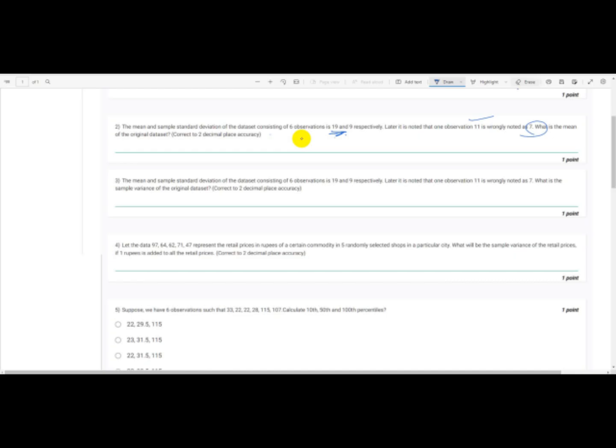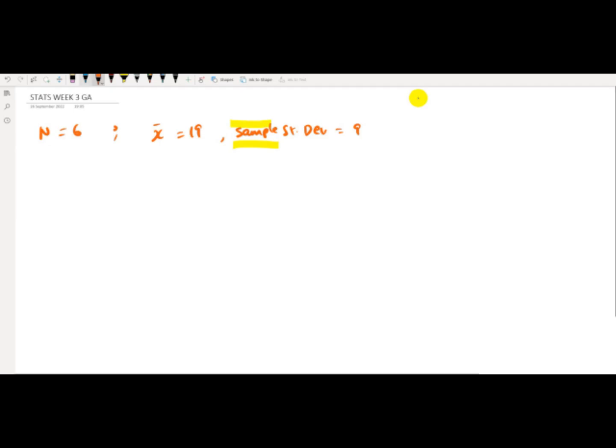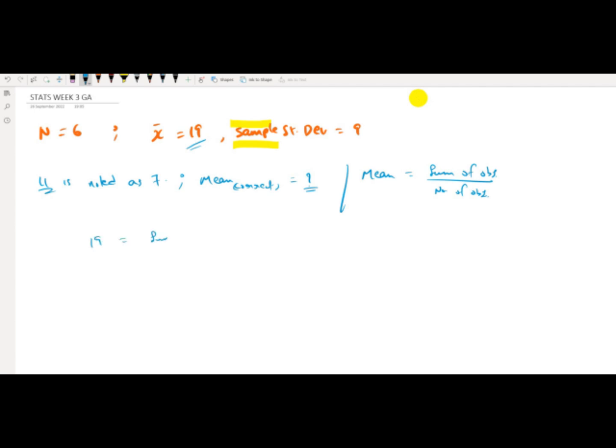Now let's see how to do that. We are told that 11 is noted as 7, and so we should find the correct mean. What is the formula of mean? It is the sum of observations by the number of observations, right? This is the basic fundamental formula of mean, and now we will substitute to get the value. We are given the mean to be 19, so 19 is equal to the sum, let us say x, divided by the number of observations.